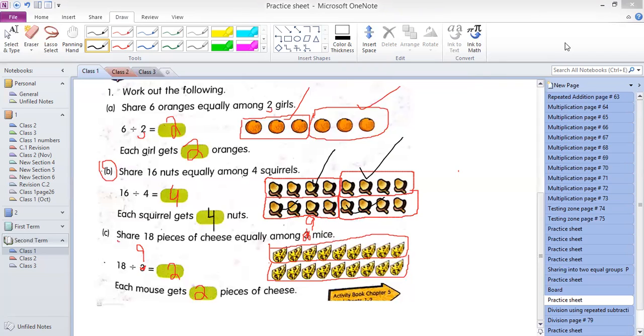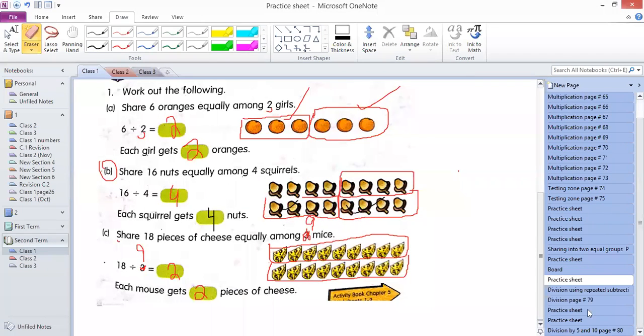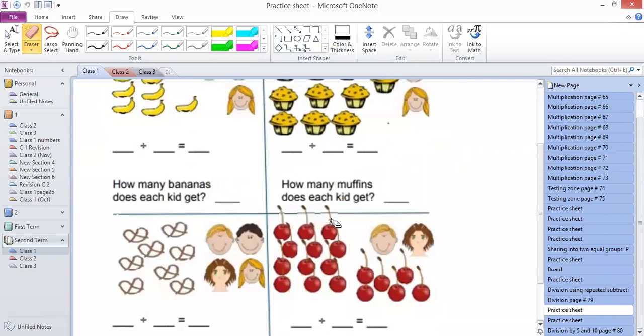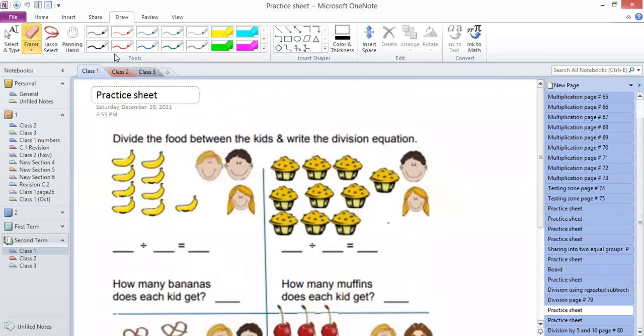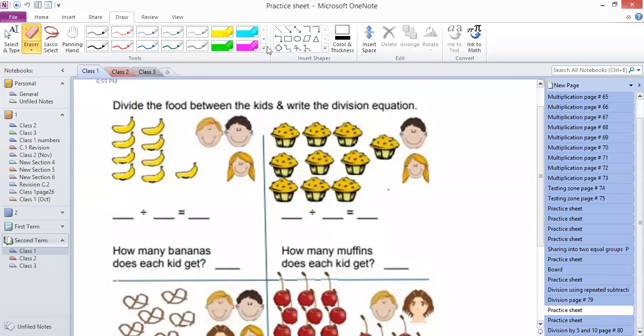Is it clear, guys? Yes, sir. Good, very good. So now we'll go for one more worksheet. Here, divide the food between the kids and write the division equation. This is the worksheet.